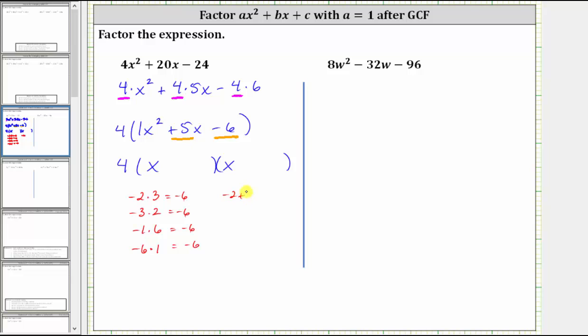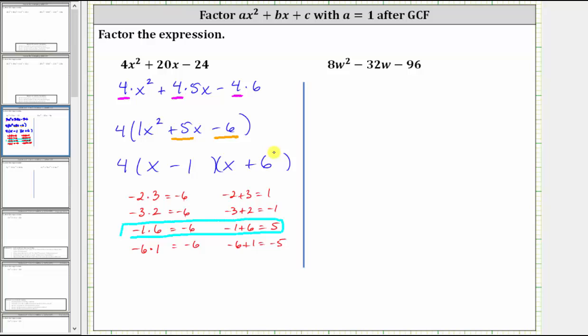Well, negative 2 plus 3 is equal to positive 1, not 5. Negative 3 plus 2 is equal to negative 1, not 5. Negative 1 plus 6 is equal to 5, which is what we need. The factors of negative 1 and positive 6 are the factors we need to factor the trinomial. But just to finish this off, negative 6 plus 1 is equal to negative 5, not positive 5. So because the winning factors are negative 1 and positive 6, one binomial factor is x minus 1, and the other binomial factor is x plus 6.